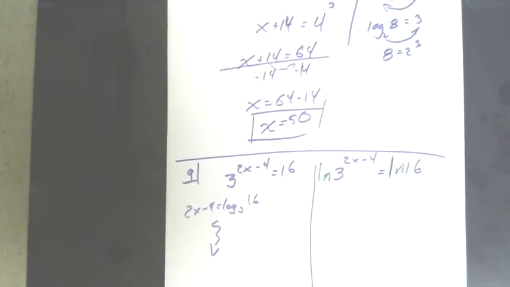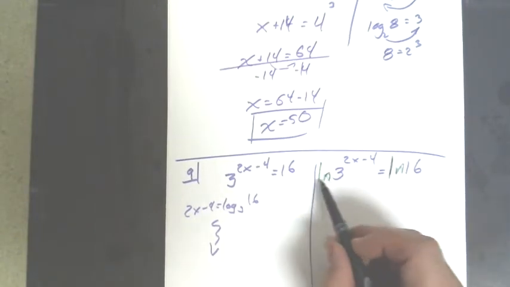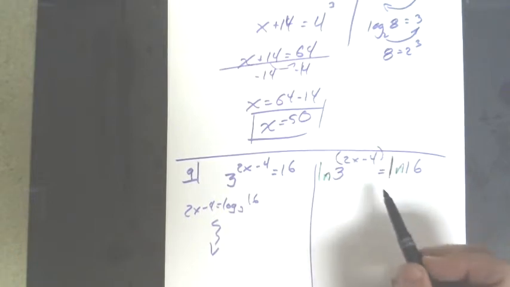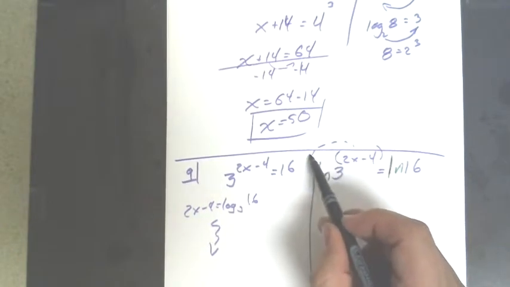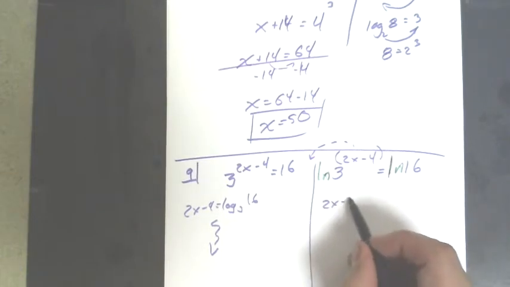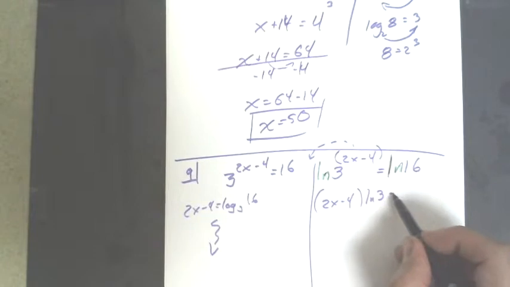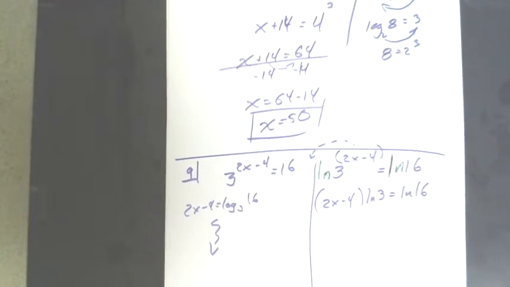Well, it's the exact same reason as when you have 3x equals 5, you divide by 3. Why do you put in division? Because it undoes the multiplication. We'd put in a logarithm because it undoes the exponentials. What that gives you access to is your power property. It allows you to bring this down. 2x minus 4 times the natural log of 3 equals the natural log of 16.